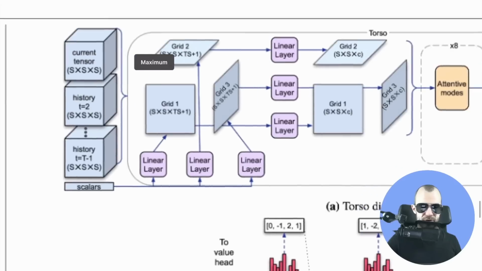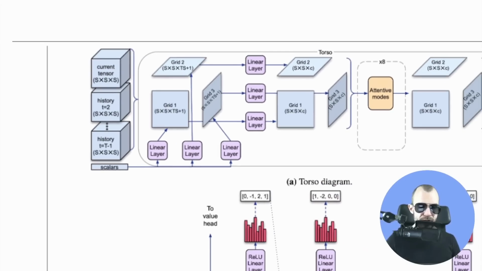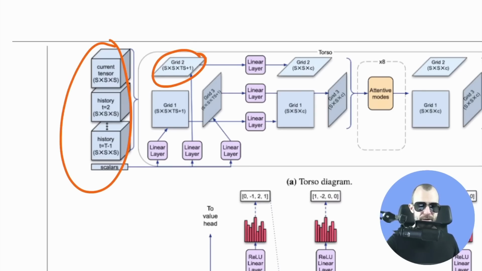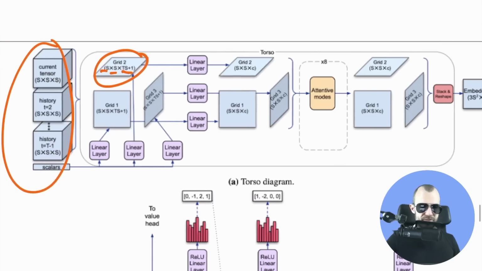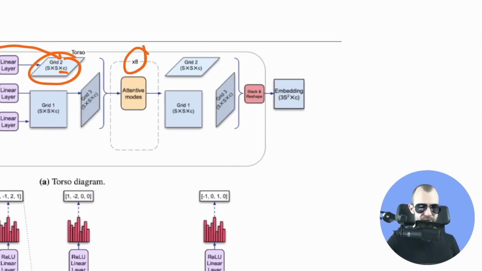This is a finer diagram of the architecture here of the torso. So what they do is they take the history of the tensors that came along in the last time steps, and they project it down to this grid. You can see right here, this is S by S by TS, T being the number of steps, so T plus 1. They project it down in various ways onto these grid layers. Then they have linear layers transforming this into some sort of c-dimensional vector. You can see here you reduce the time dimension down to the c dimension. After that, you have these, what they call attentive modes, and at the end, some sort of output.